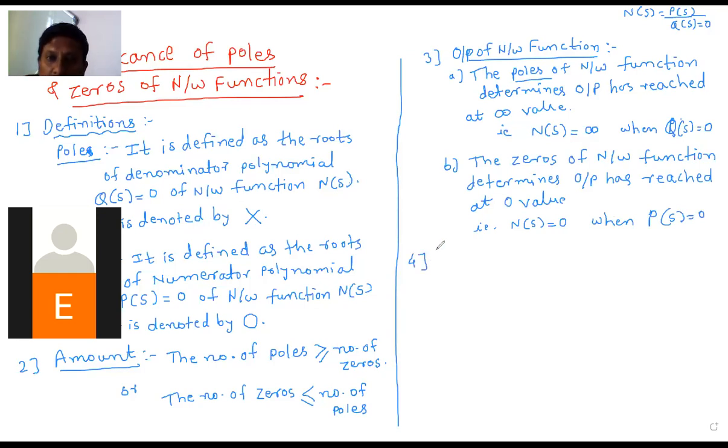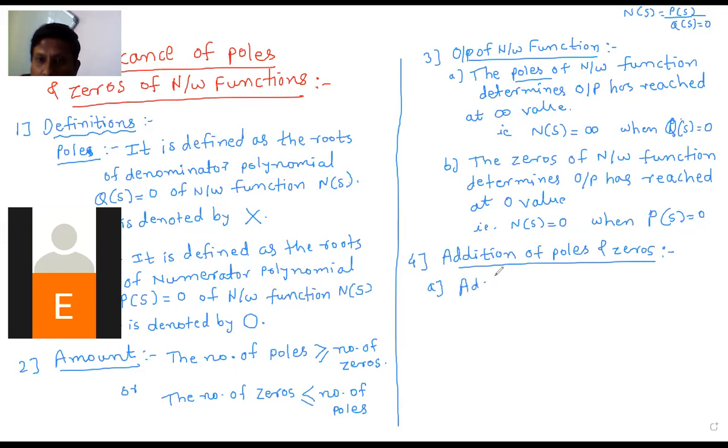Now fourth, addition of poles and zeros. What will happen if I add the poles and zeros? I had mentioned poles and zeros for the RC network. So what will happen? So that we can discuss. Addition of poles. All those things you can learn in the control system.